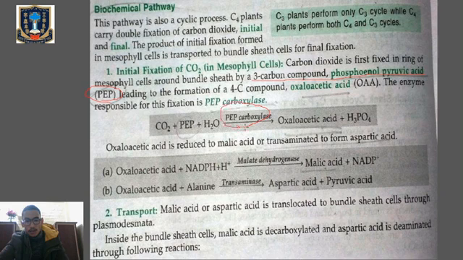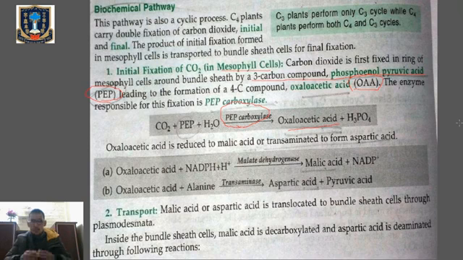So in the initial fixation of carbon dioxide in the C4 pathway, it occurs in the mesophyll cells, and the carbon dioxide is mainly fixed by a 3-carbon compound called phosphoenol pyruvic acid. That leads to the formation of a compound called oxaloacetic acid, also known as OAA, and therefore the name of the enzyme is PEP carboxylase. Done.